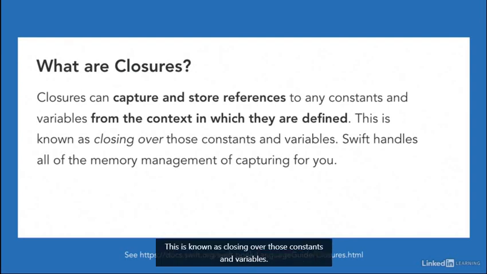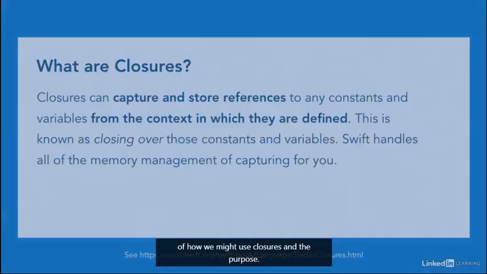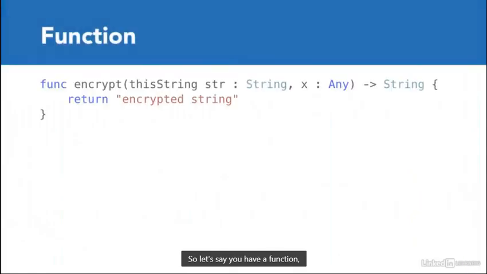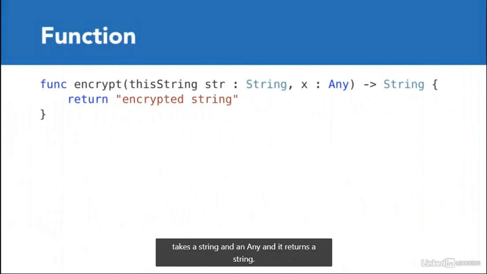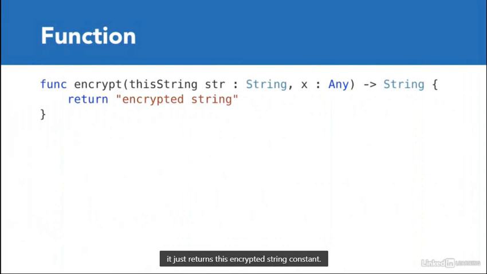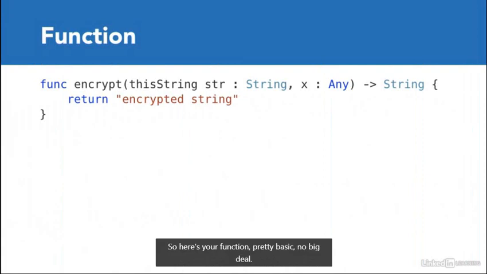This is known as closing over those constants and variables. Swift handles all the memory management of the capturing for you, so that's handled. You don't have to worry about it. So let's look at a quick little example of how we might use closures and the purpose. So let's say you have a function. This is just a regular old function, takes a string and an any, and it returns a string. And we won't worry about the implementation. It just returns this encrypted string constant. So here's your function, pretty basic, no big deal.